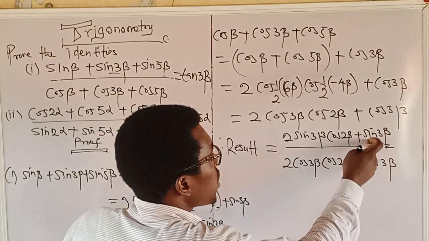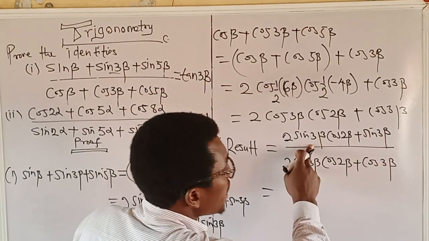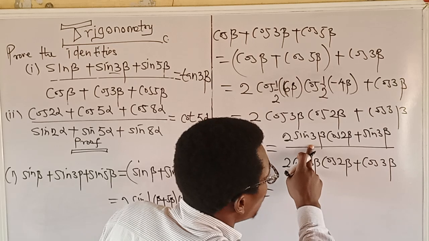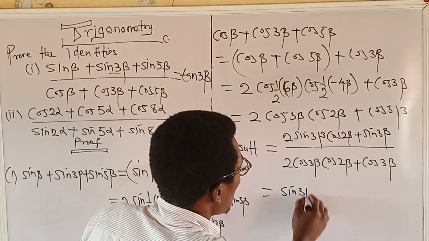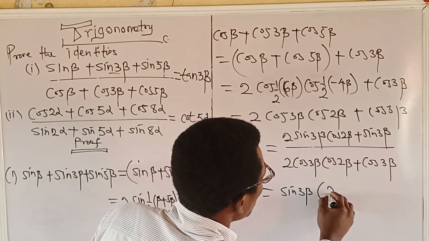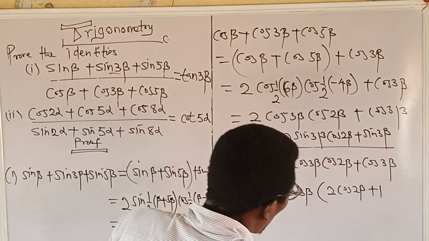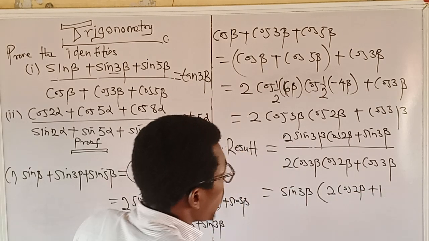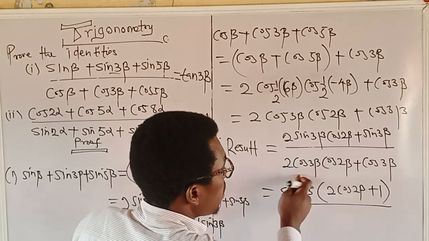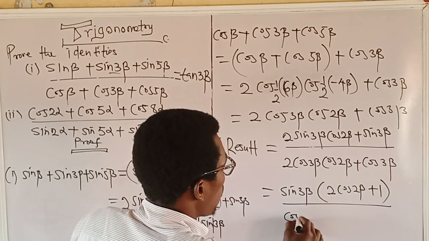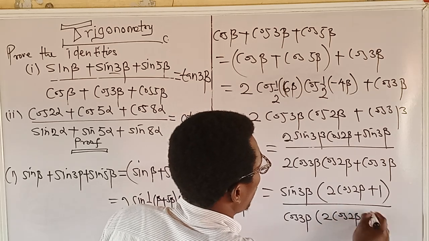Now, if you observe the numerator, we can factorize as follows. What is common to these two terms? You see that the sine of 3 beta is common to the two terms, right? So if you factor out sine of 3 beta, you'll be left with 2 cosine of 2 beta plus 1. Right? Are we right? Yeah, we're right. Okay, all divided by, the same thing applies here. What is common? Cosine of 3 beta is common. Factor out, we have cosine of 3 beta multiplied by 2 cosine of 2 beta plus 1.